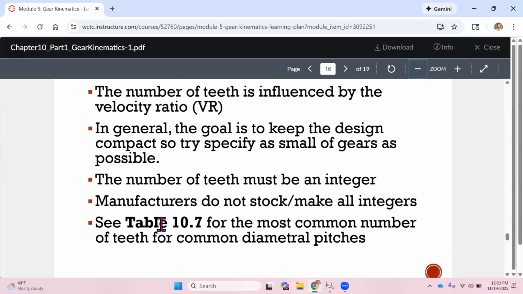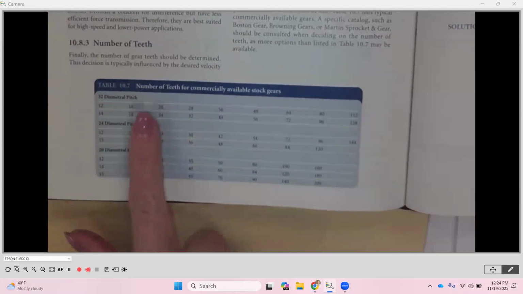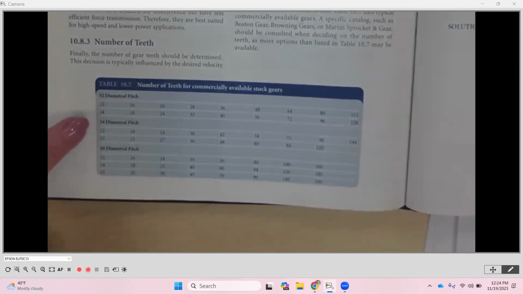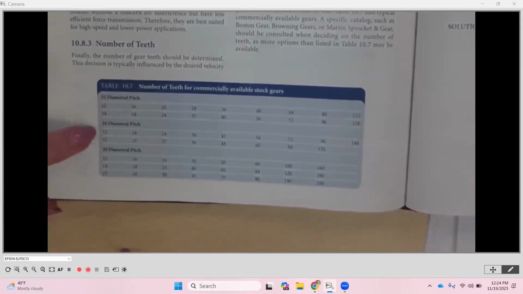The other thing that we have is we're going to look at table 10.7, at the bottom of page 276 and then the top of page 277. You're going to notice the chart that we have here. It says the number of teeth for commercially available stock gears. Each one of these sections has a category which sets it up by the diametral pitch number. So it starts with a diametral pitch of 32, 24, 20, and all the numbers listed below in that section are the number of teeth that you can expect a gear manufacturer to make a gear out of.